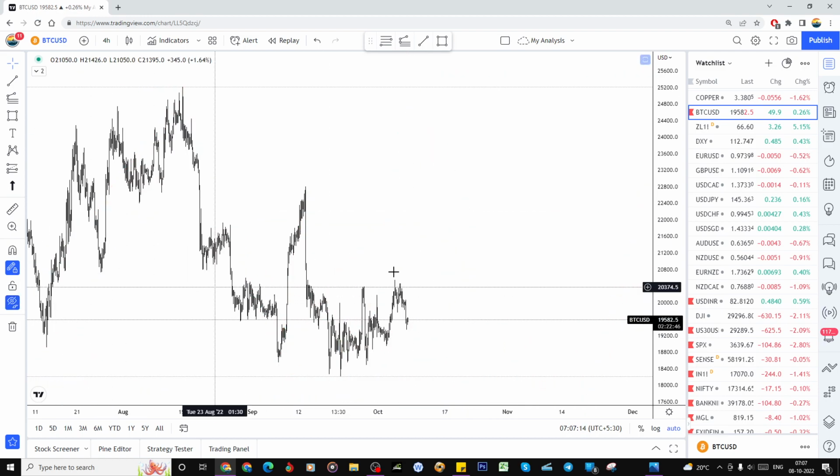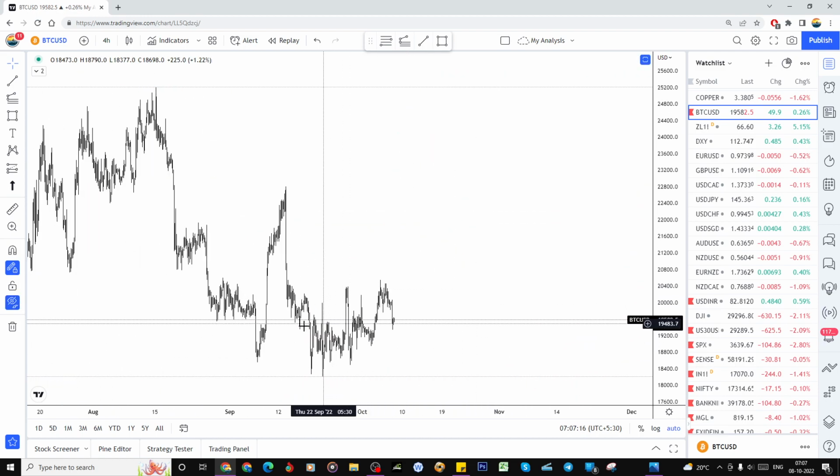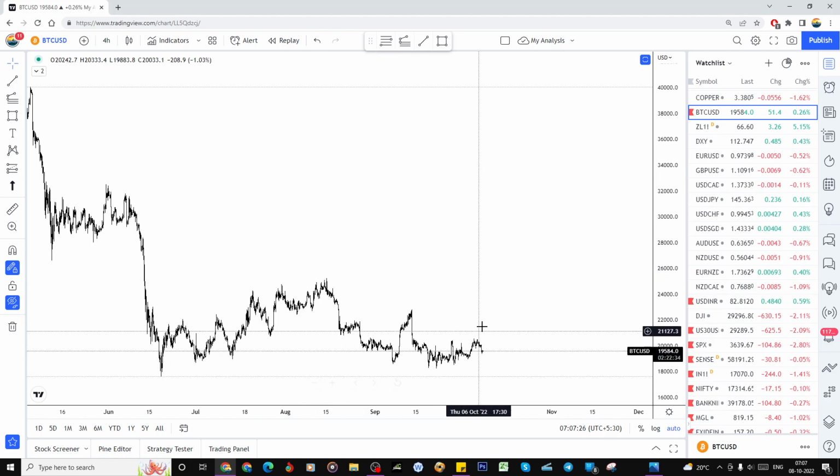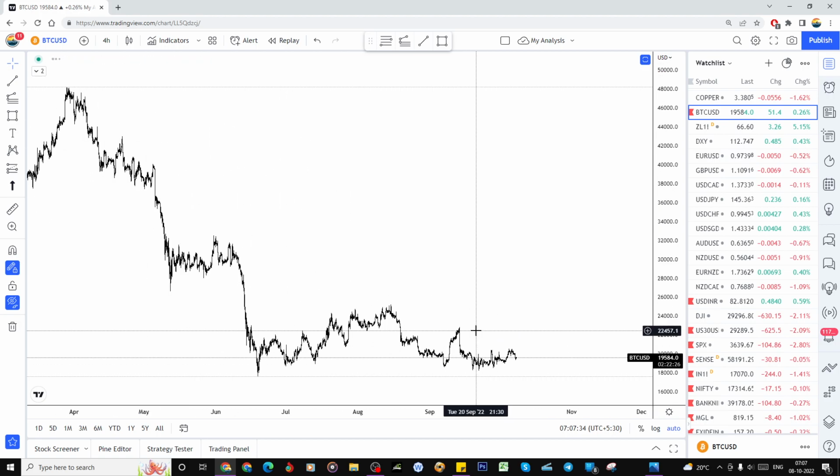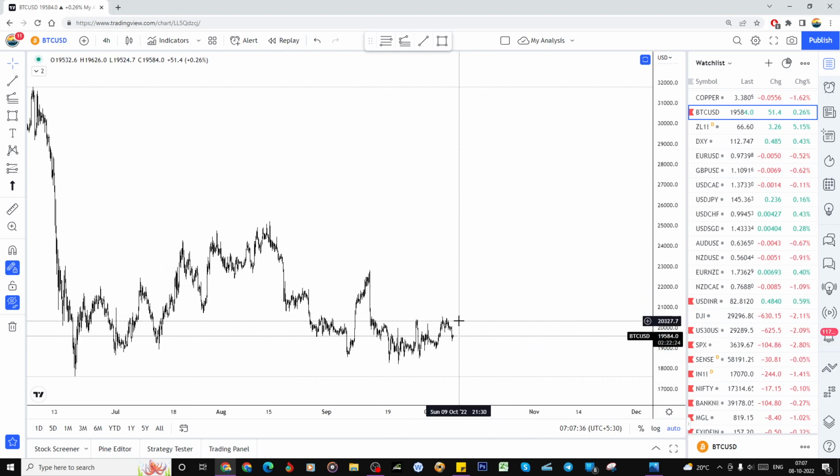If I hide these things, this impulsive, so we are on one more impulsive, and it's looking like a three-wave structure. So again we are expecting one more three-wave structure. After that one more low is also possible here. So a lot of corrections. It is not looking like impulsive waves. We are still in the correction part.